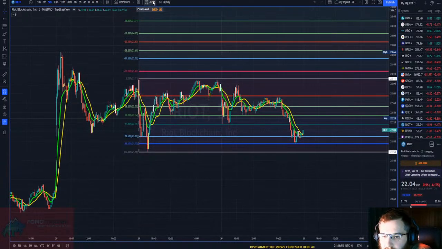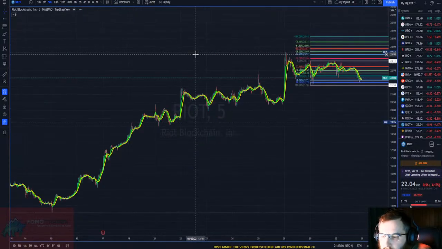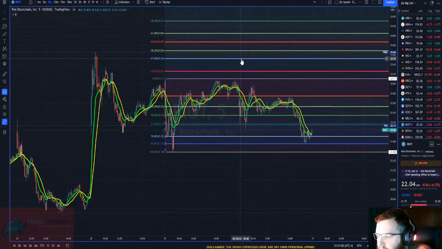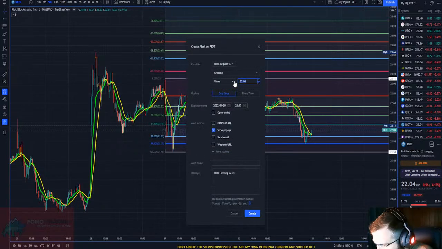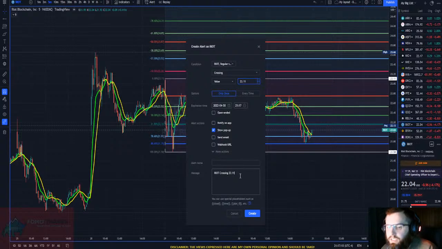So alert. You see there's not a whole lot of movement here. We're going 23, 23.26, 23.50. We're moving about 25 cents every time. But with these smaller liquidity and smaller cap stocks, it doesn't require a huge movement for the contracts to move. So a break above 23.11. So RIOT over 23.11.